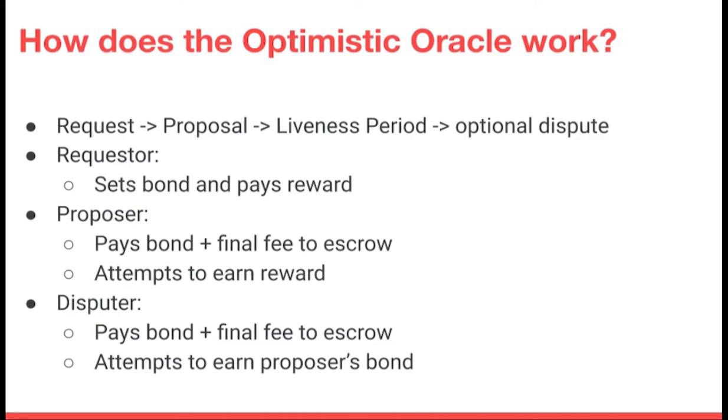If they're incorrect, so if a disputer comes along and also posts a bond and says, hey, this proposer is incorrect, and then it escalates to the DVM, and the DVM says that the disputer was correct and the proposer was incorrect, then the proposer will lose this bond and, of course, not earn the reward. And the disputer will earn a portion of the proposer's bond as well as the reward.